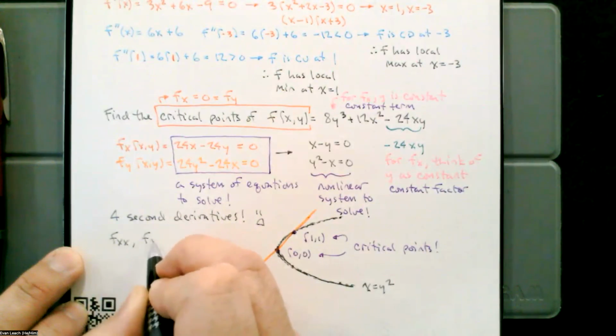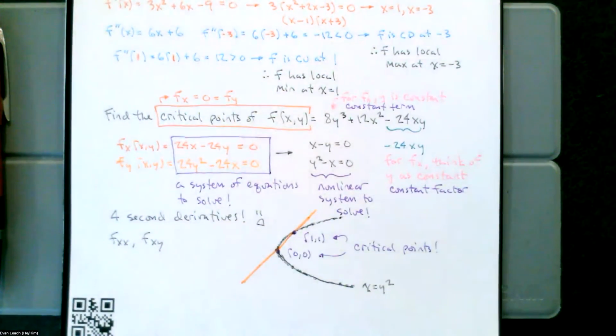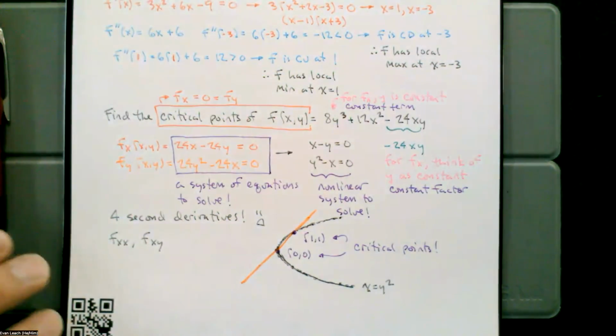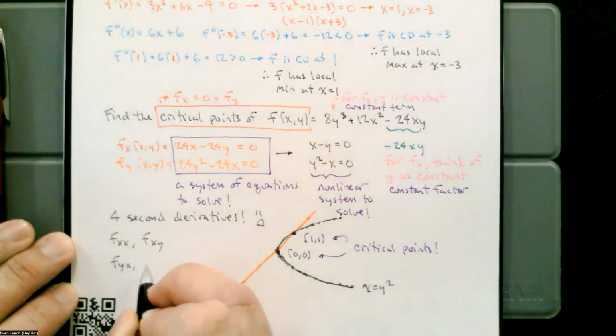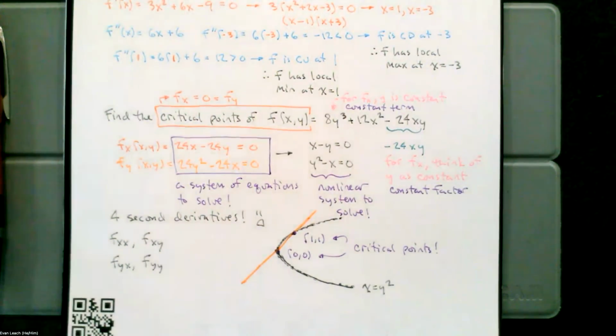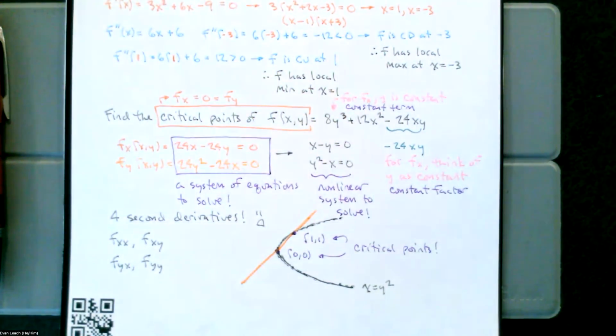fxx, that would be the derivative with respect to x, then with respect to x. fxy would be the derivative with respect to x, then with respect to y. And then I'm going to put fyx first, and then fyy. So fyx would be the derivative of f with respect to y, then with respect to x, and then fyy would be the derivative with respect to y, then with respect to y again. Also known as the student's second derivative, as it's fyy.